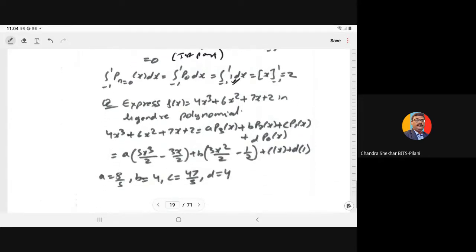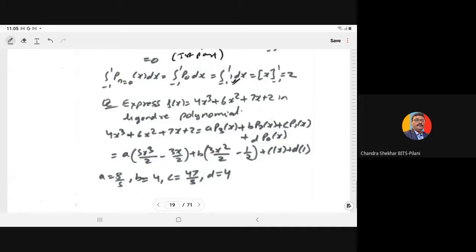Now express f(x). What is f(x)? It is a polynomial. Express f(x) = 4x cube plus 6x square plus 7x plus 2 in Legendre polynomials. We know that we can write x to the power n in terms of P0, P1, P2 up to Pn. If the power of x is n, then with the help of P0 to Pn we can write the expression of x to the power n. So in this case we have to write 4x cube plus 6x square plus 7x plus 2.